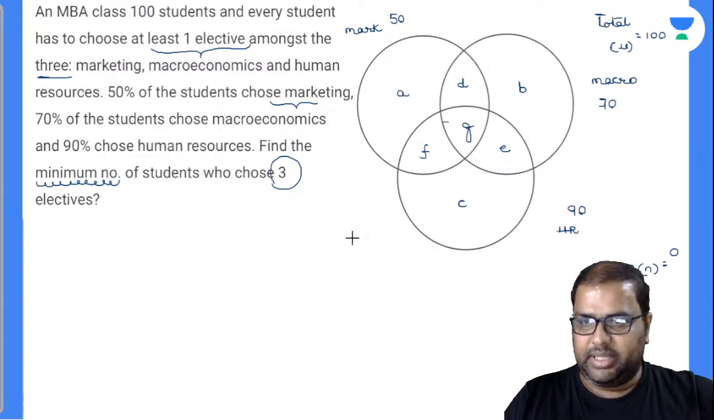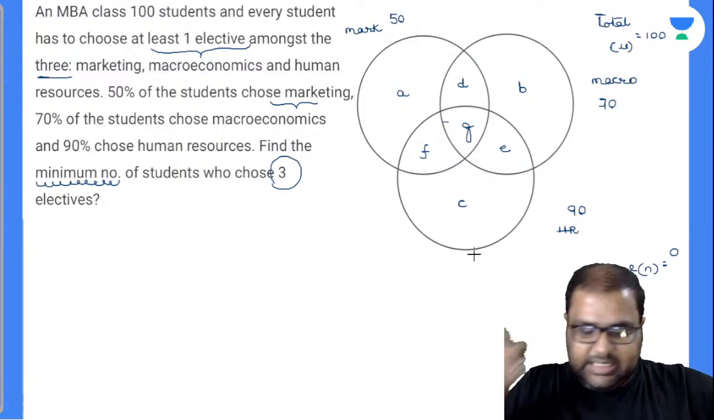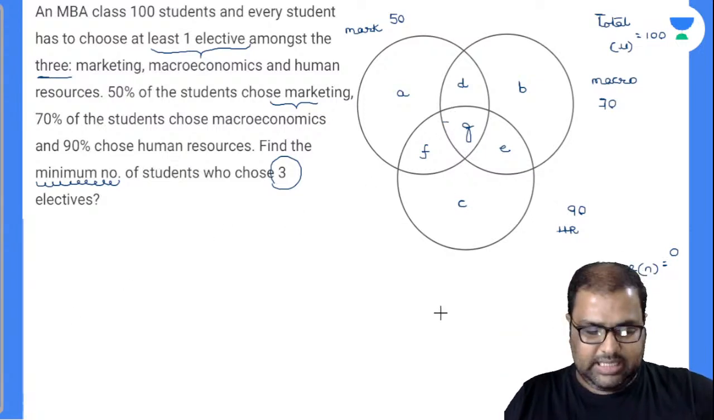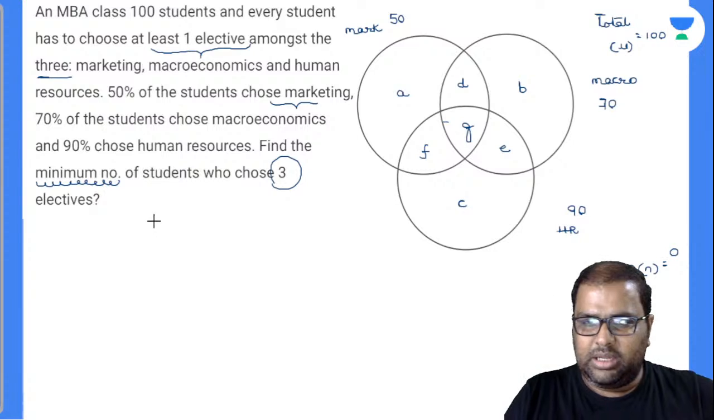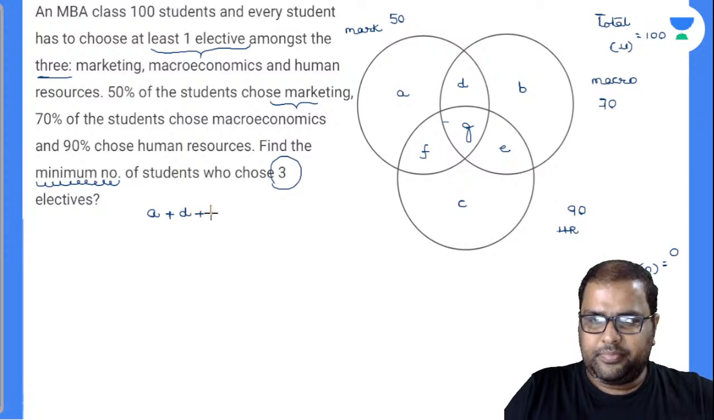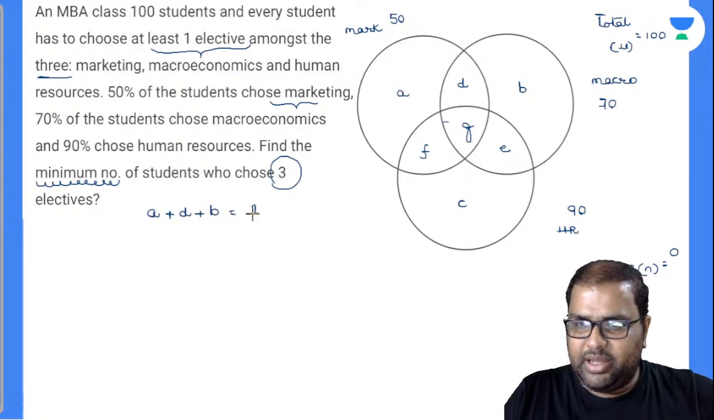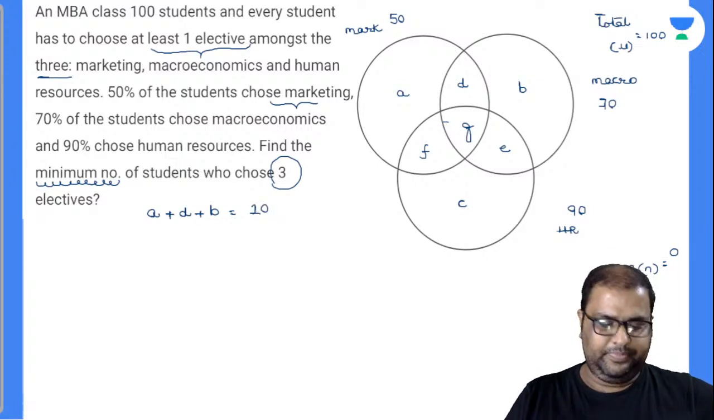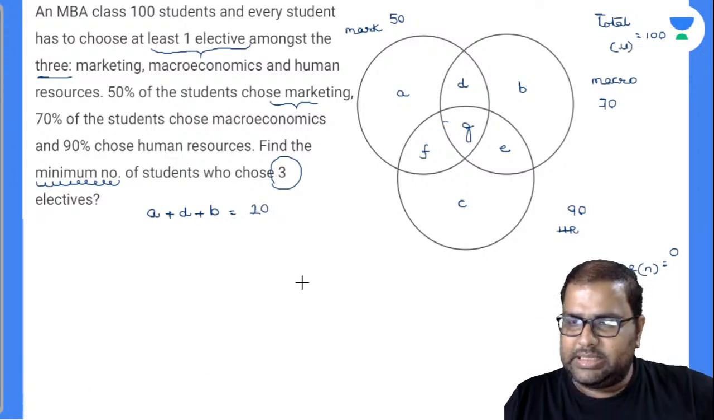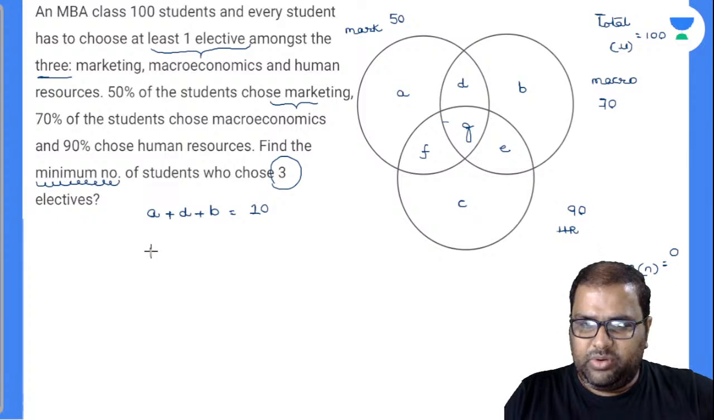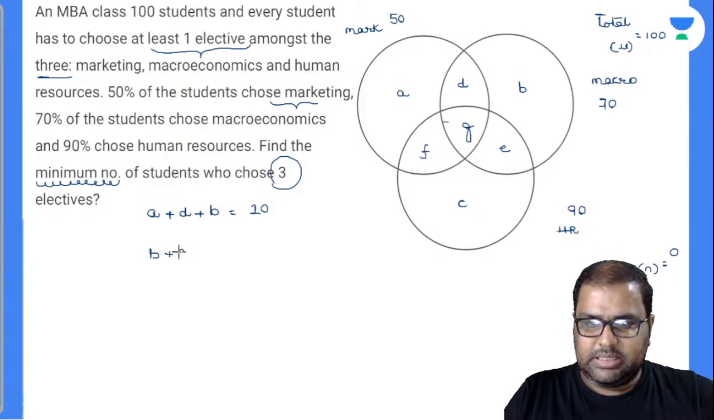Once closely observe there. First of all, remove HR circle. If you remove HR circle, automatically none is 0. What are the alphabets left over? A plus D plus B is left. And A plus D plus B, if I remove 90, now A plus D plus B value will be equal to how much? Is it 10? Similarly, remove marketing circle and none. So what are the leftover values? B plus E plus C. B plus E plus C is nothing but equal to 50.